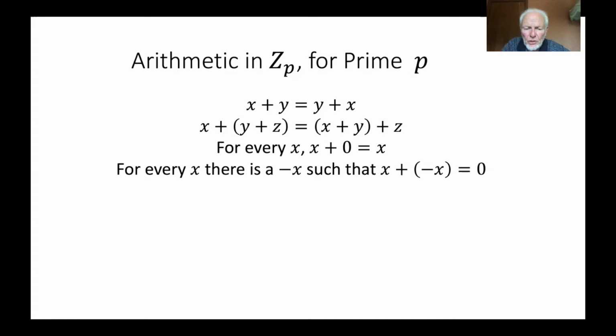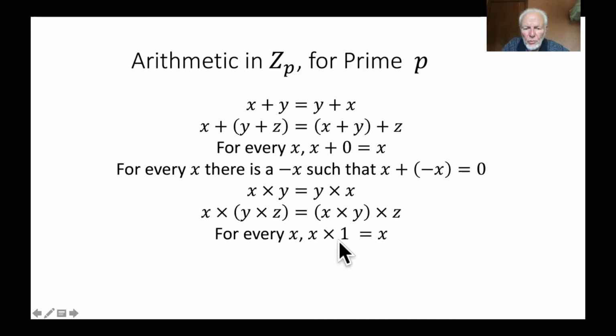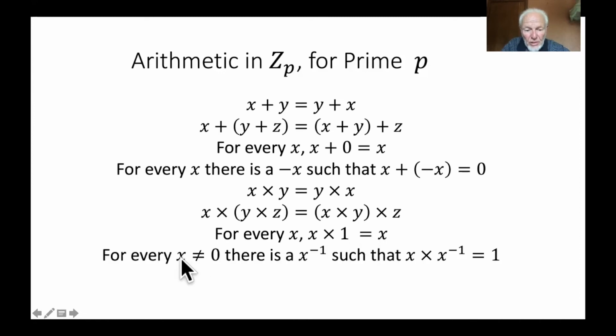And the multiplication works almost exactly the same way. It's commutative, it's associative. There's a unit, x times 1 is x for every x. And for every x that isn't 0, there's an x to the minus 1, such that x times x to the minus 1 is 1. And multiplication and addition are related by this rule, the distributive rule.